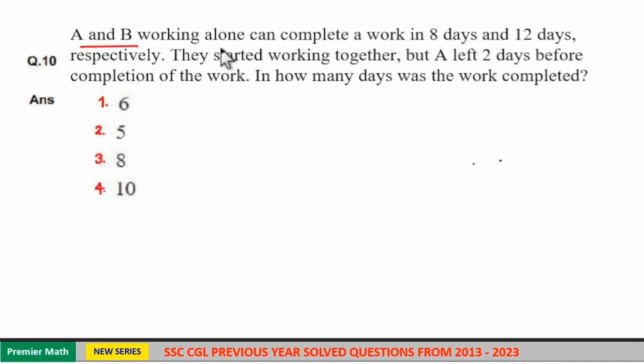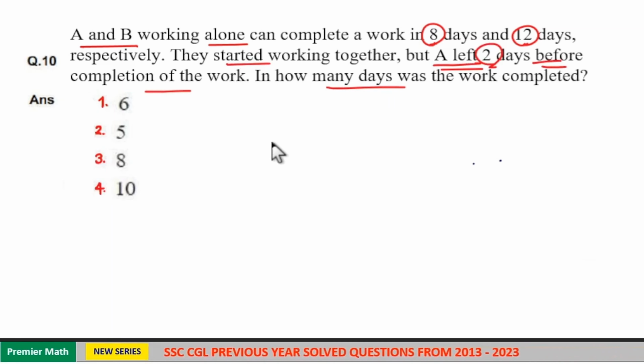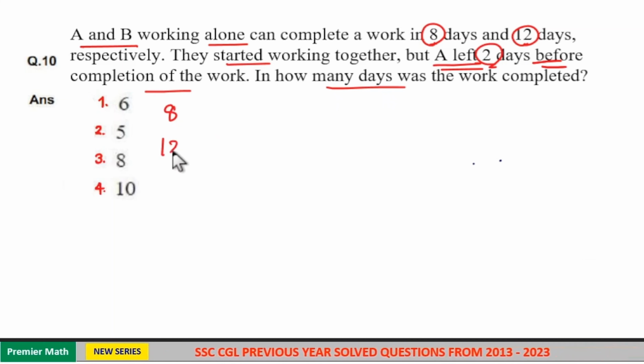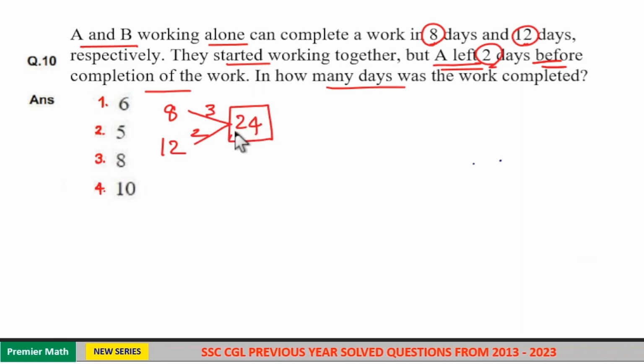A and B working alone can complete a work in 8 days and 12 days respectively. They started working together, but A left 2 days before the completion of the work. In how many days was the work completed? Here, A can complete a work in 8 days, B can complete it in 12 days. Both are doing the same work, so take the LCM. LCM is 24, 8 goes 3 times in 24, 12 goes 2 times in 24. Meaning of this diagram is 24 unit is the total work. A can complete 3 unit of work in a day, B can complete 2 unit of work in a day.